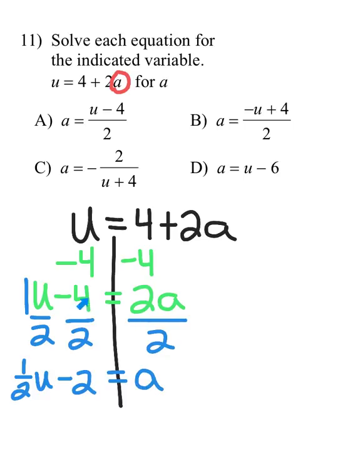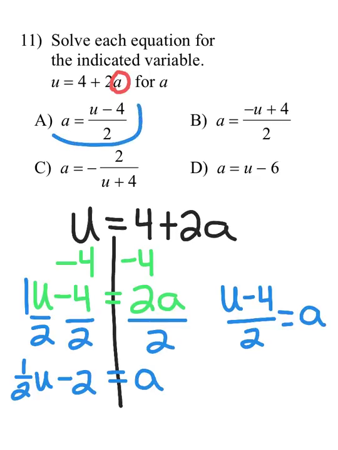So look back at this spot and let's rewrite it to where it's just U minus 4 divided by 2, and that would equal A. And if you look up there, you actually do have that one. That's letter choice A. So that's just being able to rework your answer to match one of the answer choices they have.